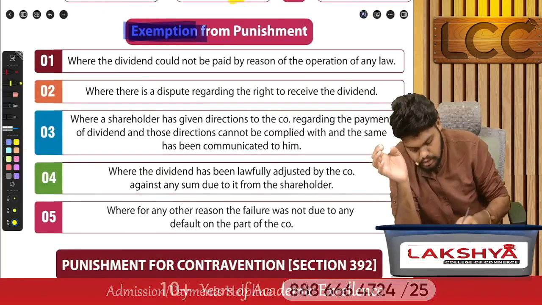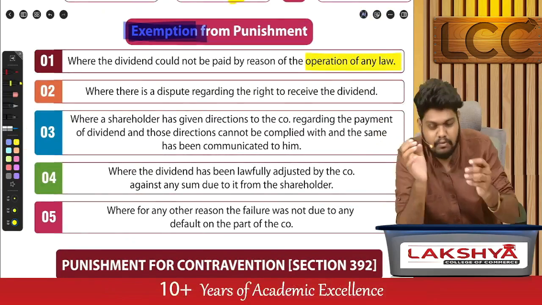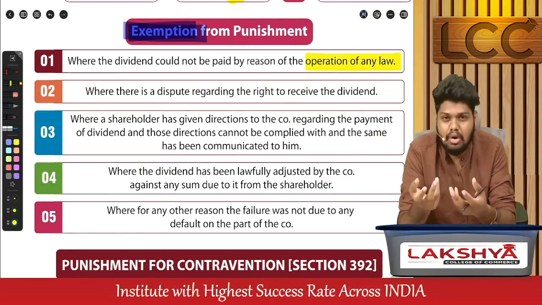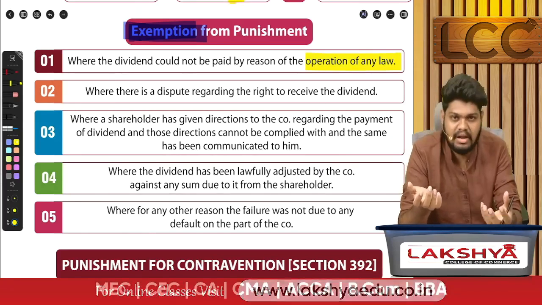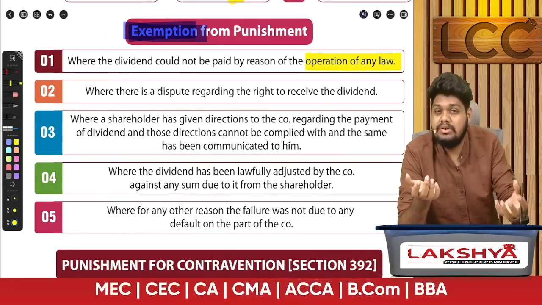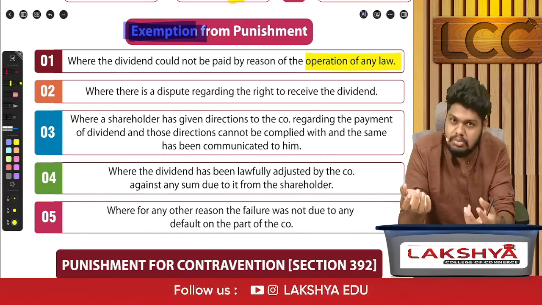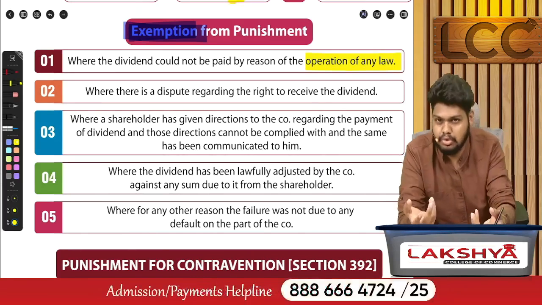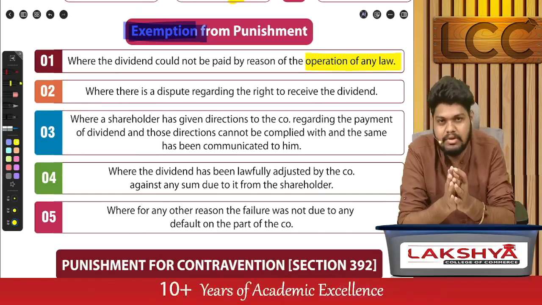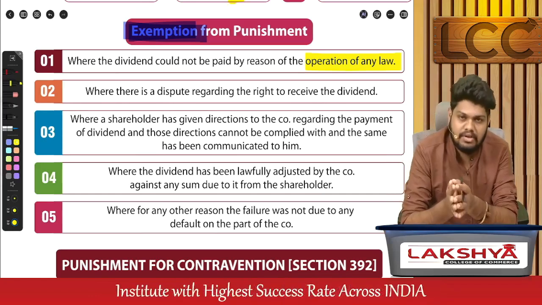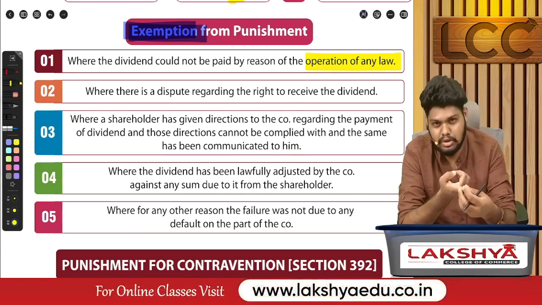The first exception talks about the operation of law. Because of any law, either the Companies Act or any other law for the time being, which puts a restriction on the company not to distribute the dividend, and the company does not do so on the order passed by such law or any court or tribunal, then it is not the default of the company, assuming there is a succession law.